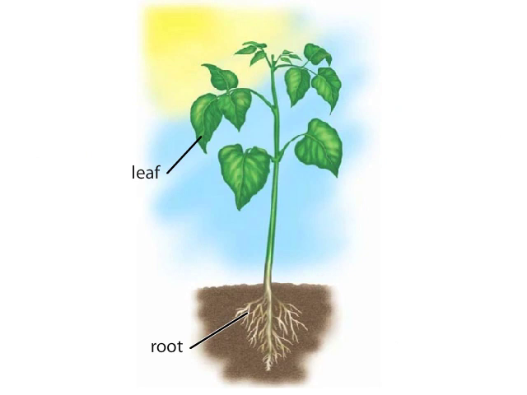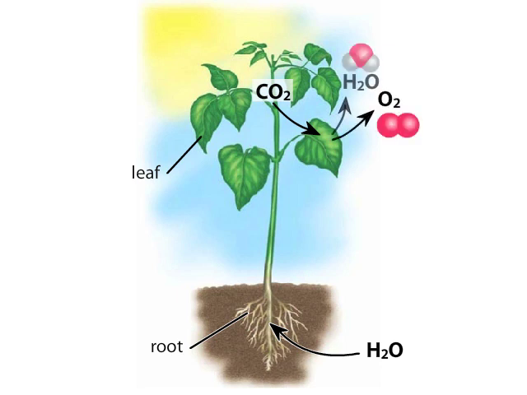In plants, water enters through the roots, while atmospheric carbon dioxide enters through openings in the leaves called stomata. Oxygen and water are released by the plant through these same openings. Photosynthesis takes place within the leaves in specialized organelles called chloroplasts.